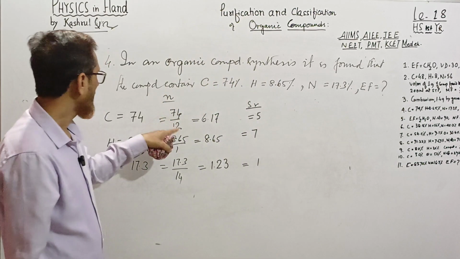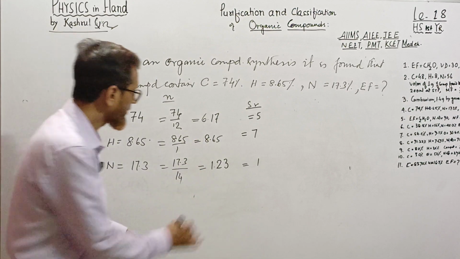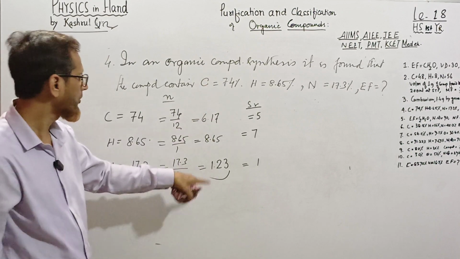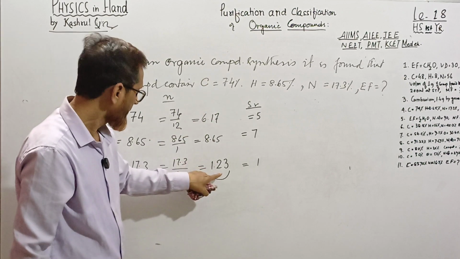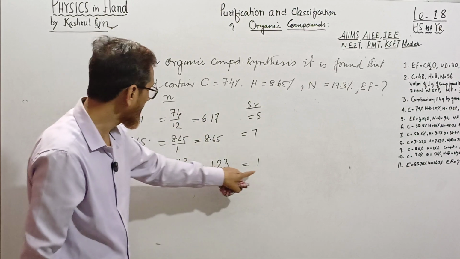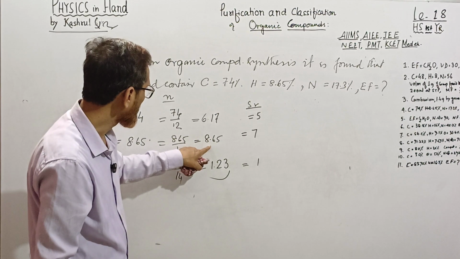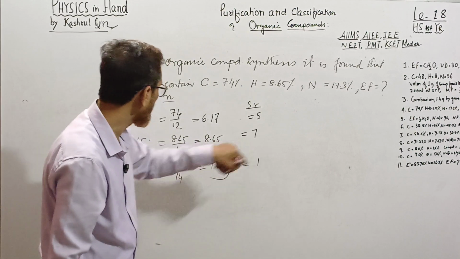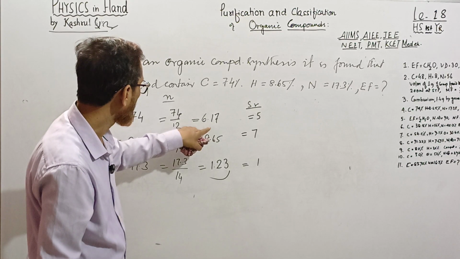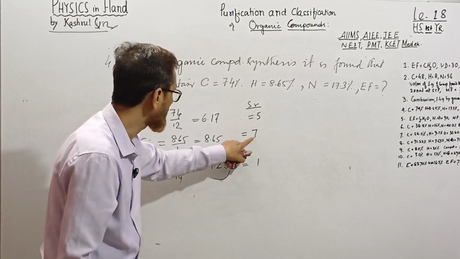Whenever we have got this result, 6.17, 8.65, 1.23, the lowest value is 1.23. If you divide all through by this number, 1.23 divided by 1.23 will become 1, and this will become 7, approximately 7, and this is approximately 5. That is the whole number ratio, 5, 7 and 1.